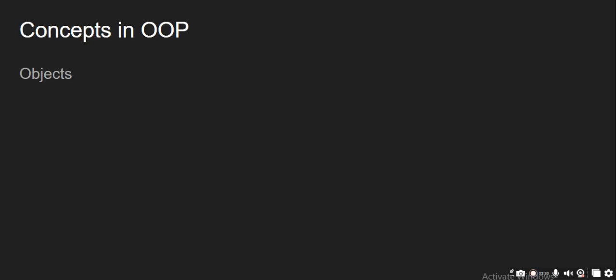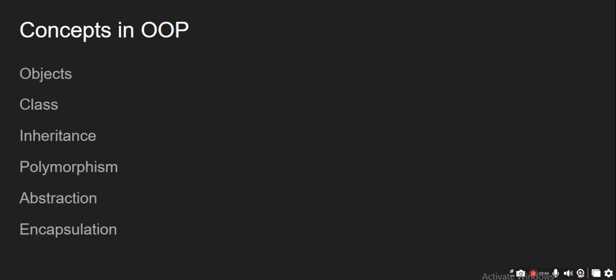Now there are some concepts in object-oriented programming. First one is objects, that I have already explained. Second is your class, then we are having inheritance, polymorphism, thereafter abstraction, encapsulation and message passing.